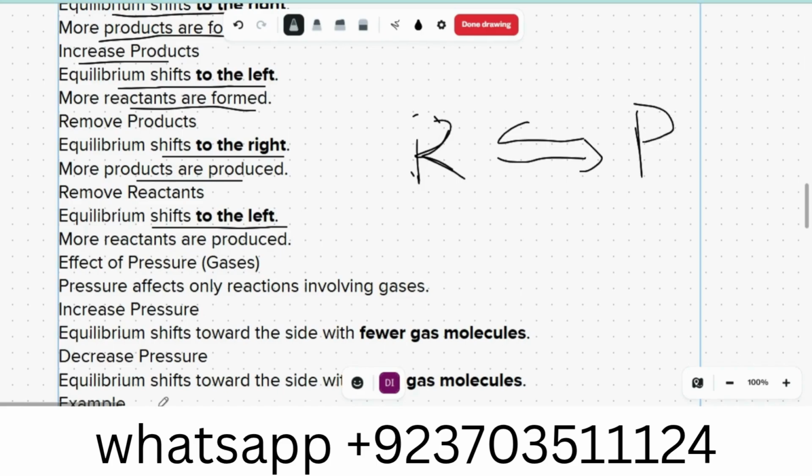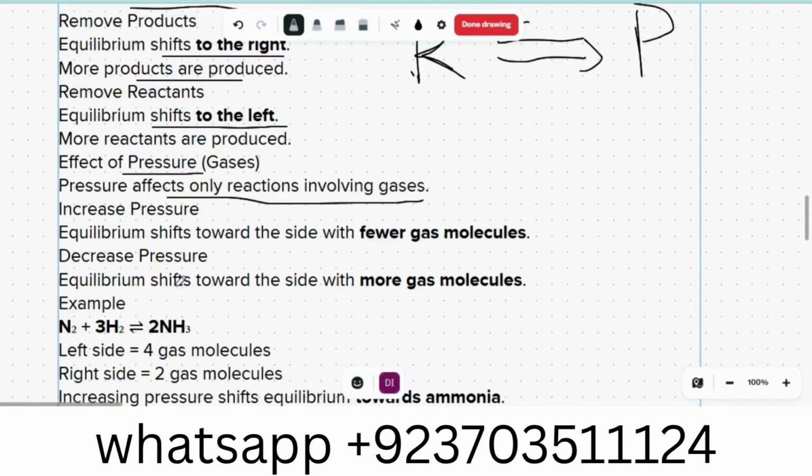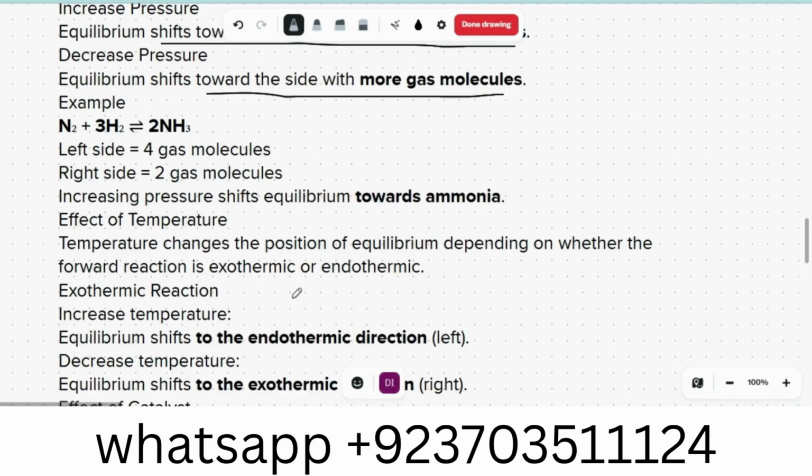Effect of pressure: pressure affects only reactions which involve gases. Increase pressure, equilibrium shifts towards the fewer gas molecules. Decrease pressure, it shifts towards the more gas molecules. For example, on the left side we have four gas molecules, one from N2 and three from hydrogen, and on the right side we have two gas moles. Increasing pressure shifts equilibrium towards ammonia.